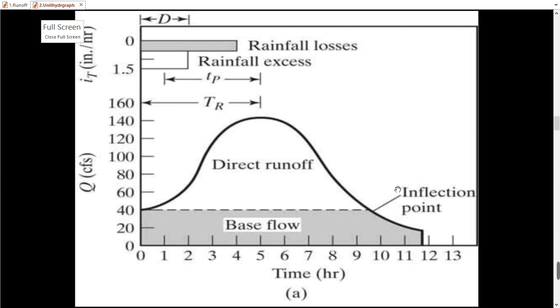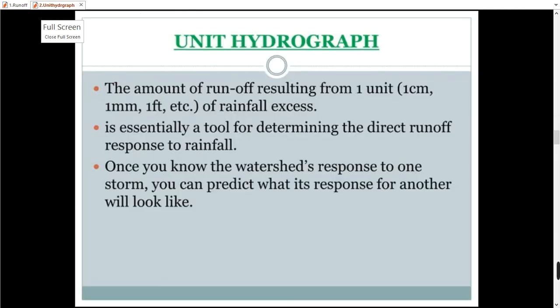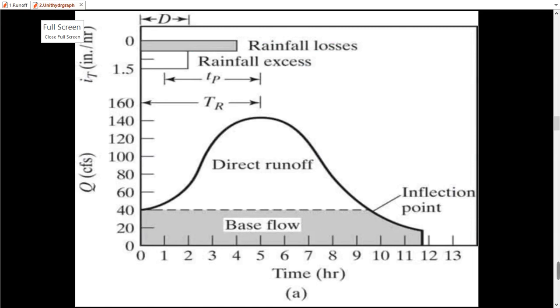So this is the portion of the unit hydrograph. They marked everything: the rainfall losses, rainfall excess, inflections, the base flow and inflection point. So we can make the graph from the recording of rainfall records.